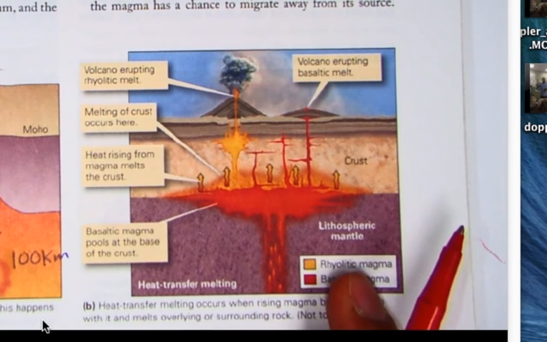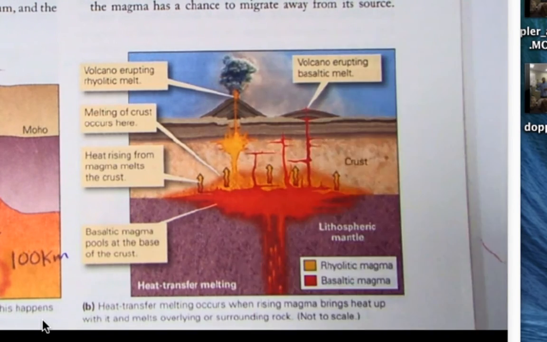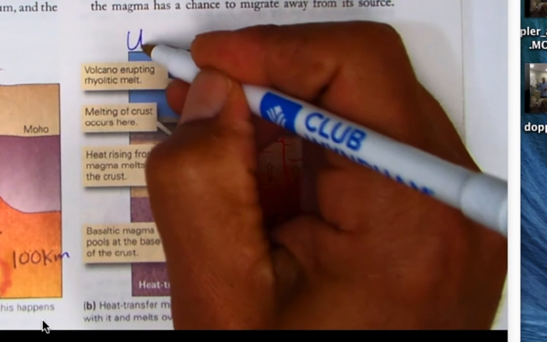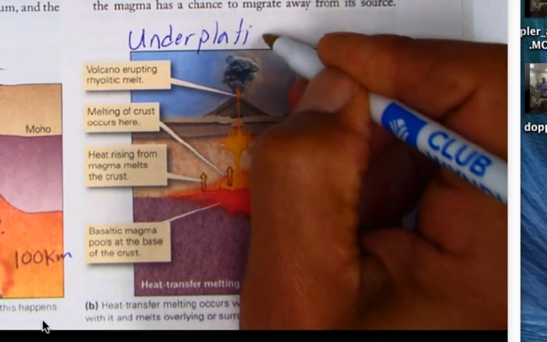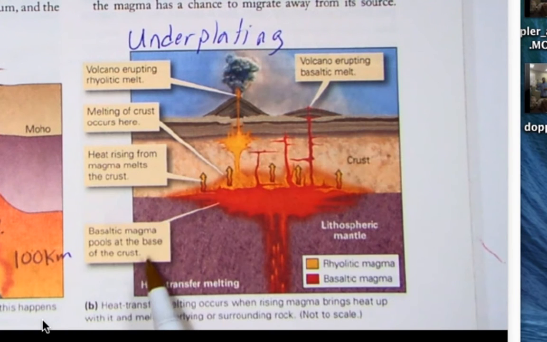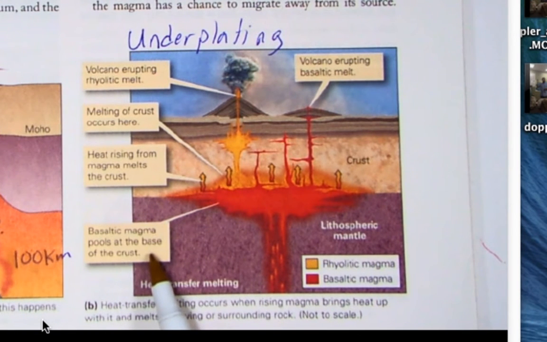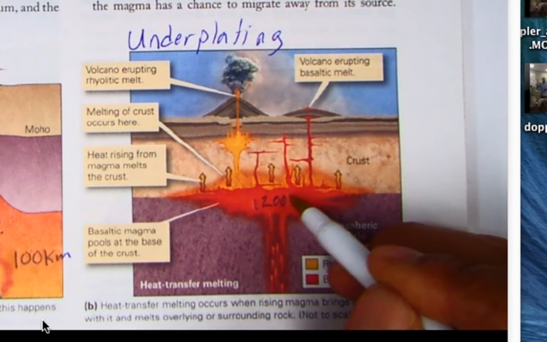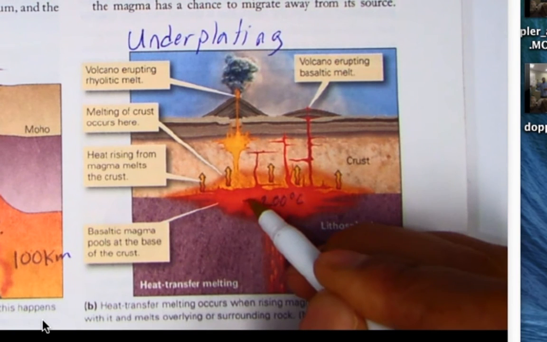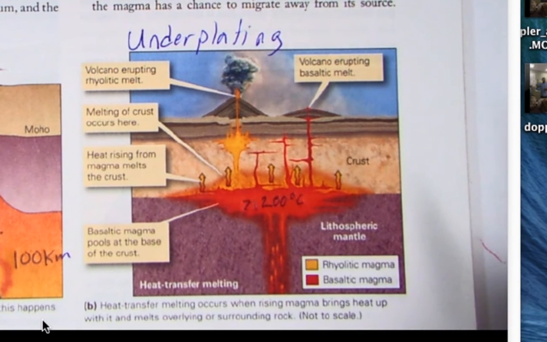I also call this, and this is another word I want you to know, underplating. Underplating. And all that means is this basalt magma pools under a tectonic plate. And remember, this stuff is hot. This is at 1200 degrees centigrade, right? It's very hot. In fact, it's going to be greater than that. Something hotter than 1200 degrees centigrade.